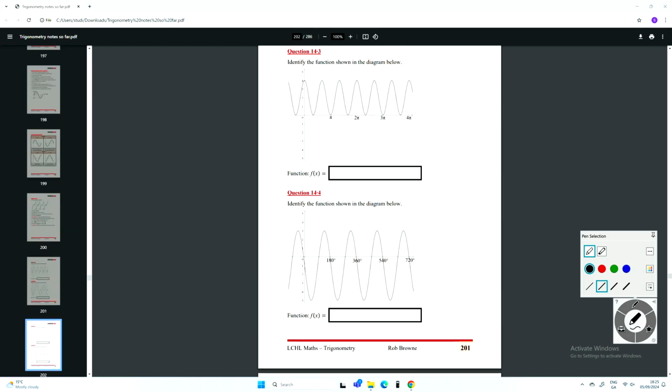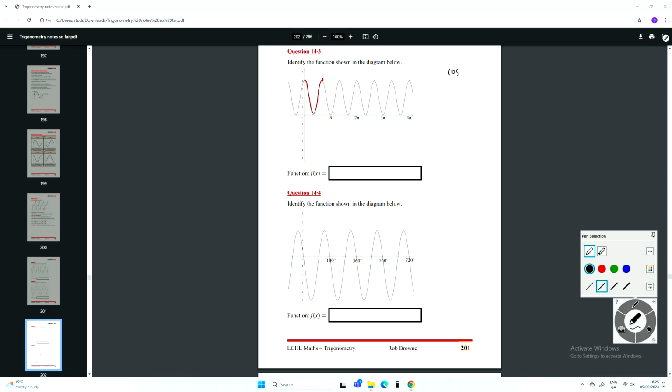And then these two here on the next page, page 201. Again, identify the function. If I look at this first one, the basic shape starts up at the top, comes down and back up at the top. Once I go beyond that point, that's when I start repeating myself. So that's one basic shape, the one that starts at the top, goes down and back up again. That's the cosine graph. So this is some kind of positive cosine graph.